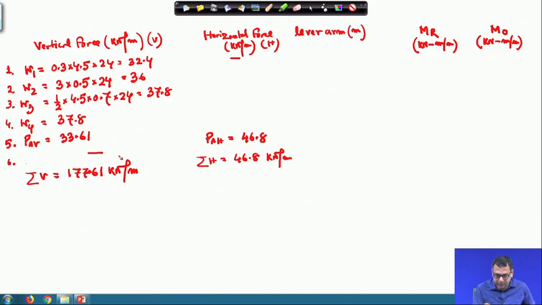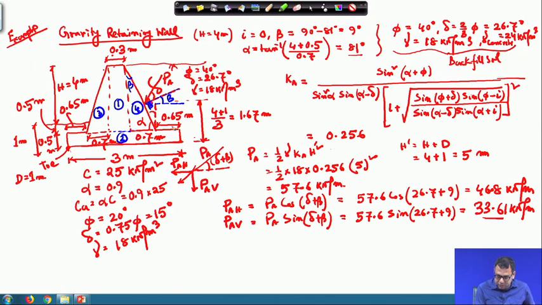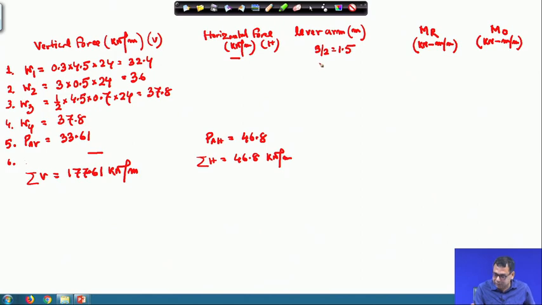So, the lever arm for the first one will be 3 divided by 2, 1.5. Then the second one also will act at the center of the wall, because that is the middle portion. So, this is also 3/2, 1.5.